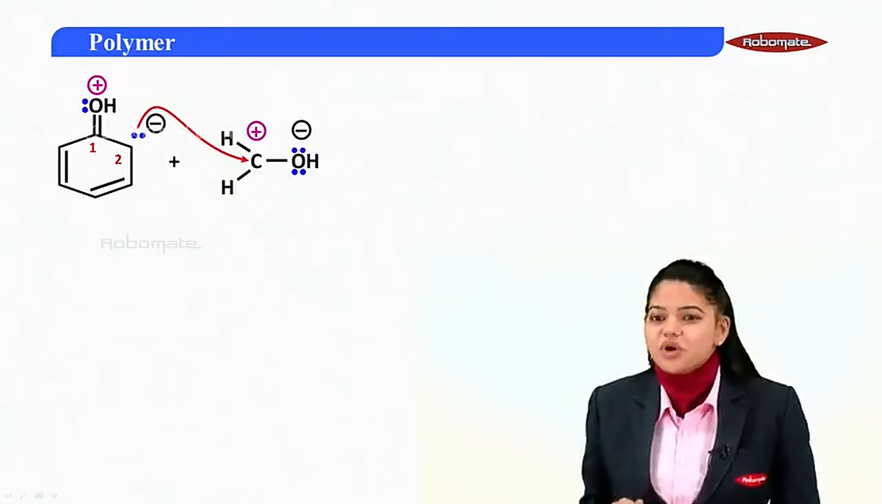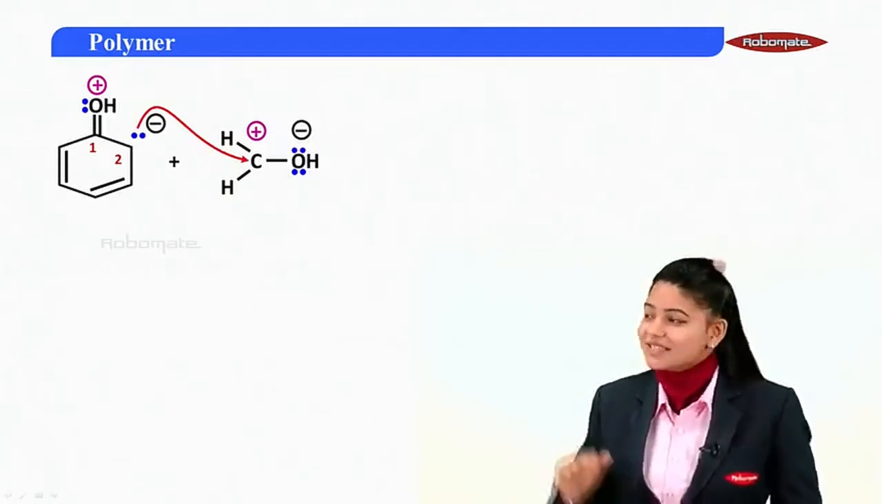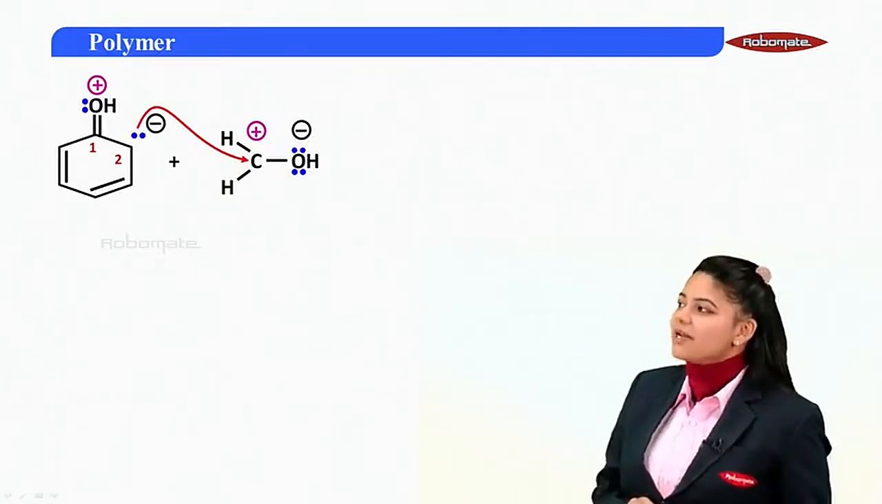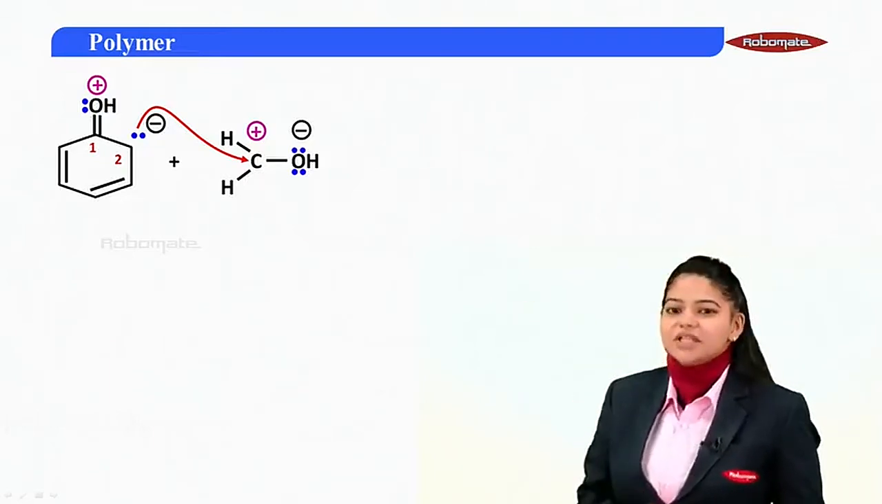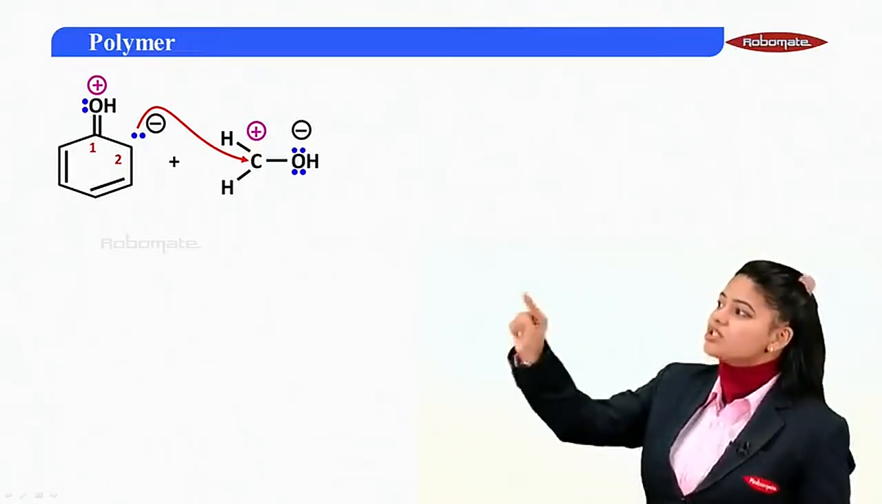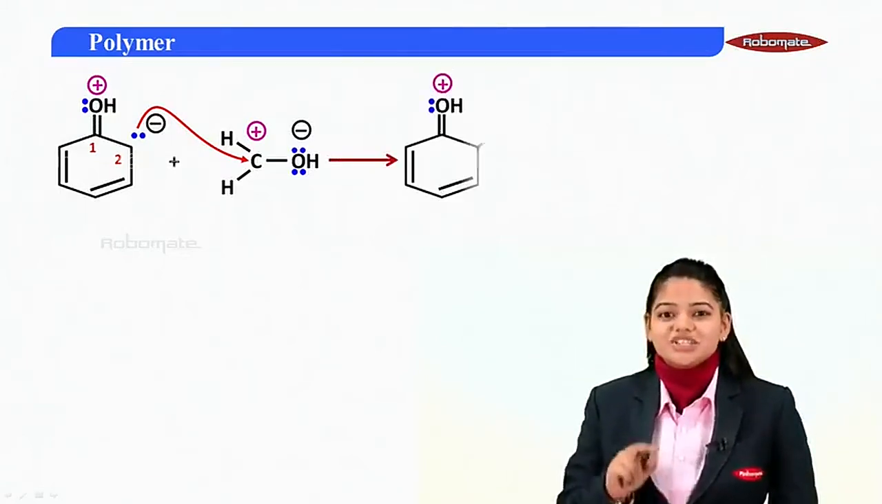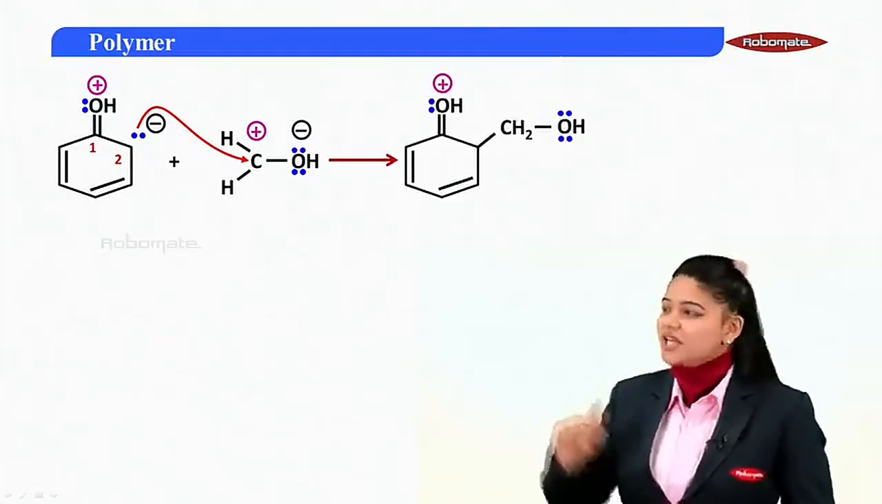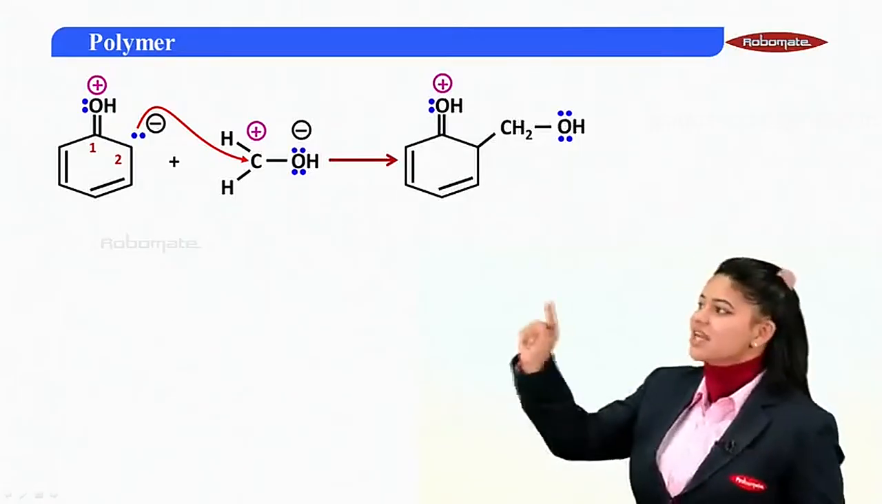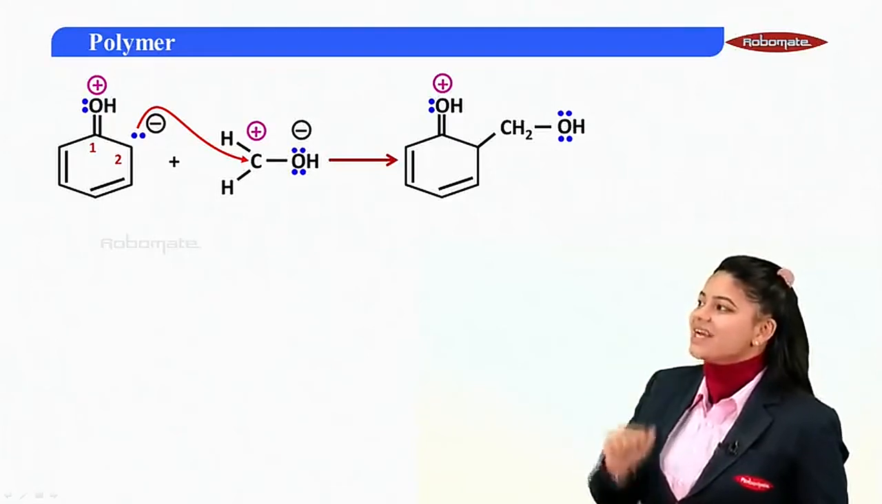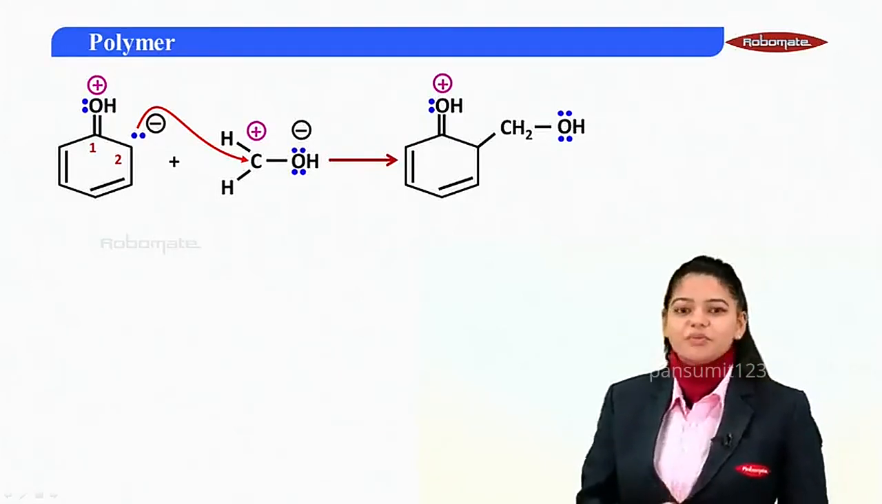Now students, you know what is the next step? Yes, the negative charge on the carbon atom, that is the second carbon atom, will attack the positive electrophilic carbon of the carbonyl group to give us a structure which has CH2OH at the second carbon of the phenyl group.